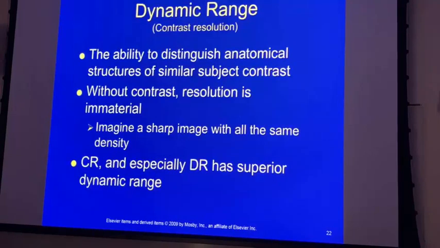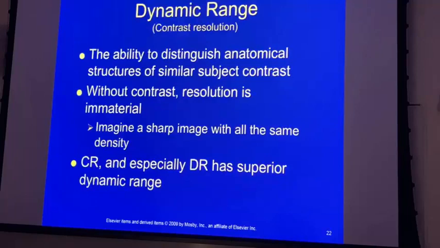So when we're talking about contrast resolution in the digital world, what we're talking about is dynamic range. Same thing. So it's the ability to distinguish anatomical structures of similar subject contrast. On screens and films, if you had a hard time seeing kidneys on a KUB in your first semester, now with CR and really with DR, it would have been well into your second year before you could see those on the film. Just a totally different world.